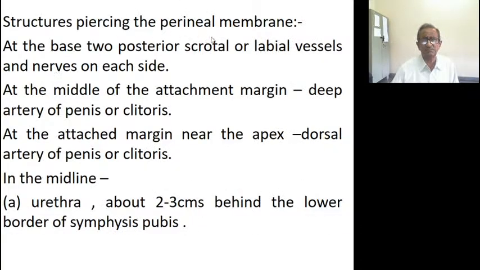Now, structures piercing the perineal membrane. At the base, two posterior scrotal or labial vessels and nerves on each side. At the middle of the attached margin, the deep artery of the penis or clitoris. At the attached margin near the apex, the dorsal artery of the penis. So at the base, we have the two scrotal or labial vessels; at the middle, the deep artery of the penis or clitoris; at the apex, the dorsal artery of the penis or clitoris. In the midline, the urethra, about 2 to 3 cm behind the lower border of the symphysis pubis.